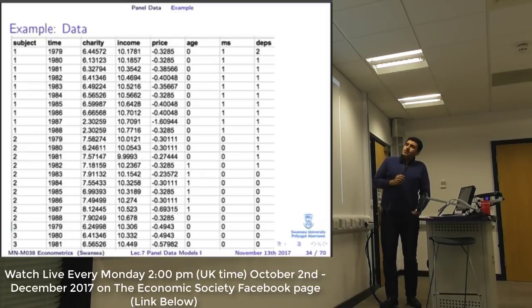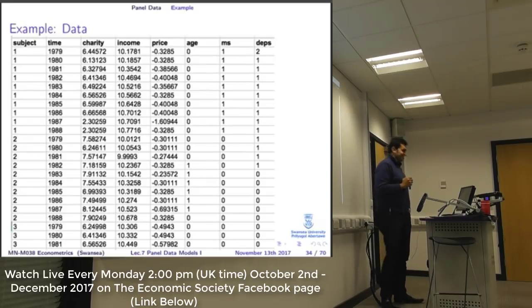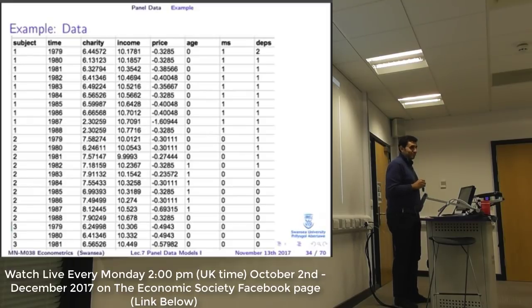Have you noticed that before? So the first person had 2 dependents in 1979, and then they became 1 after that. Don't know what that means. I mean, maybe he just moved out. Yeah, or got married. Yeah, that's right. You're right. Okay.